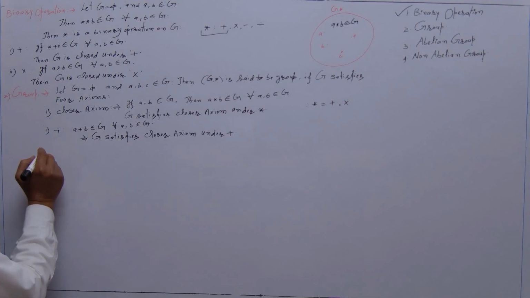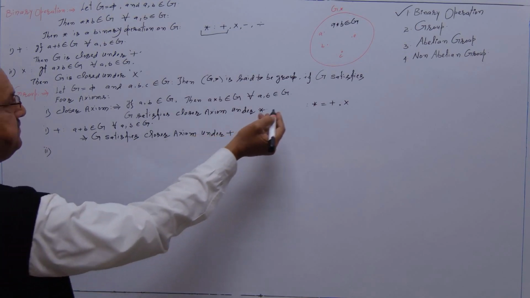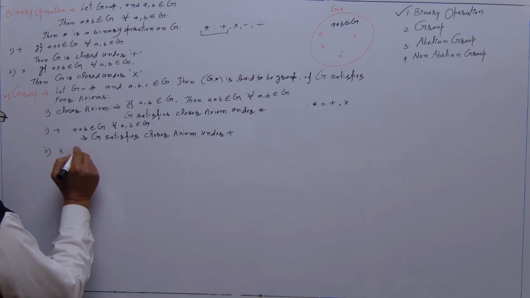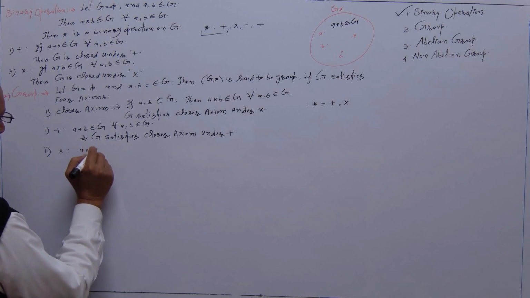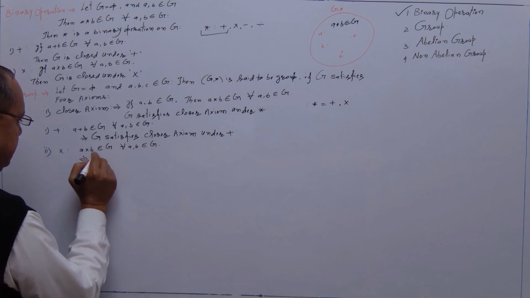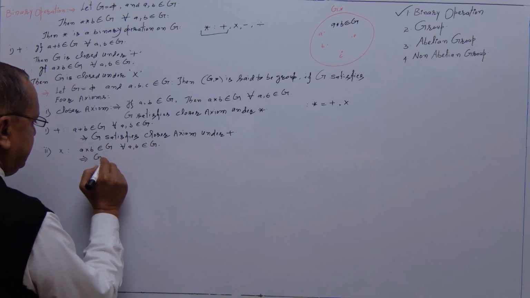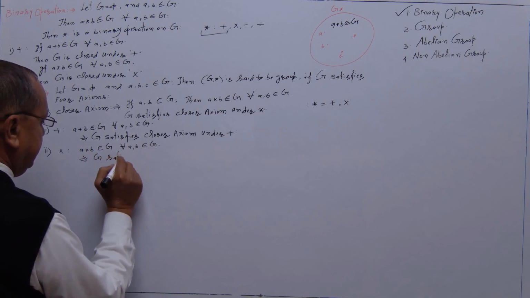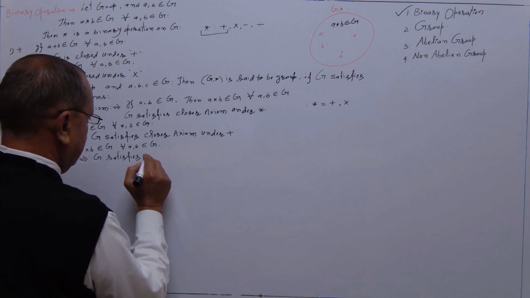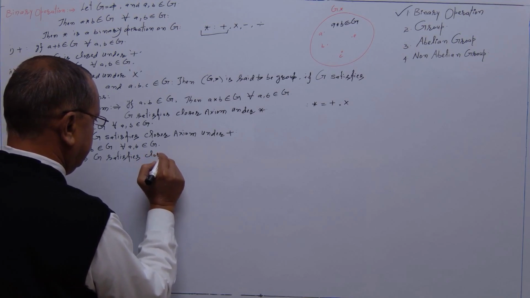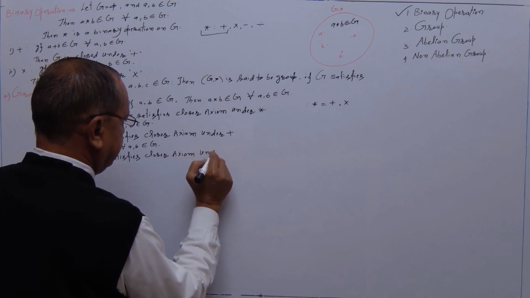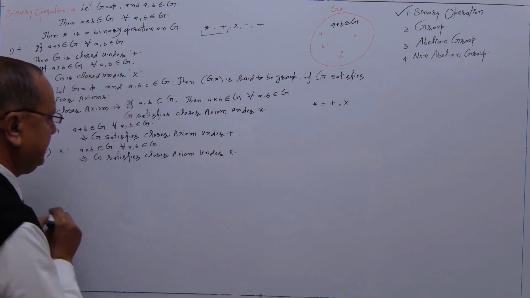Okay. Second part in this: if star is a multiplication operation, then a cross b must belong to G. It means set G satisfies closure axiom under operation multiplication. Okay.